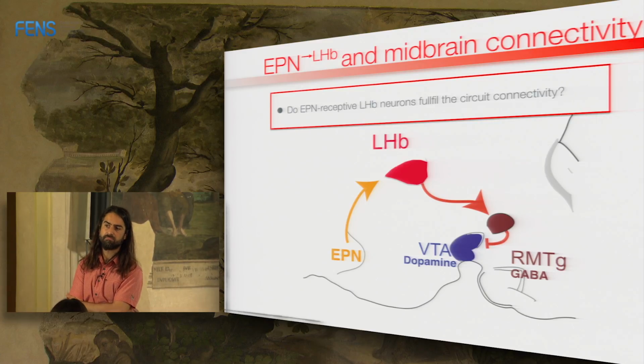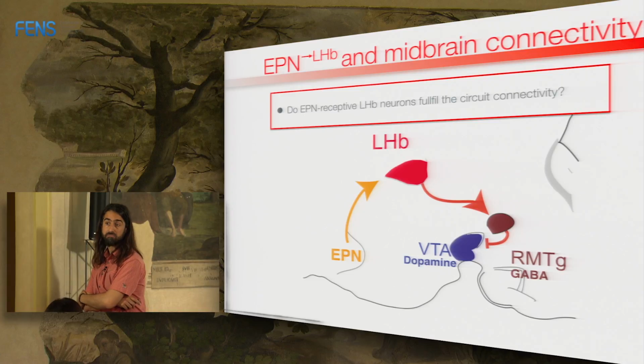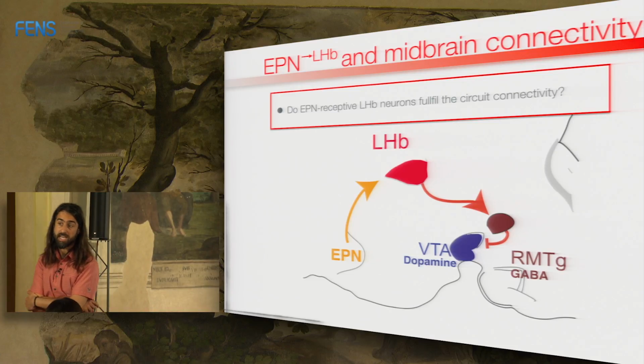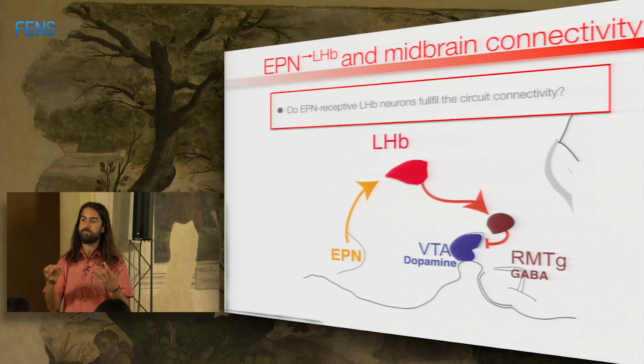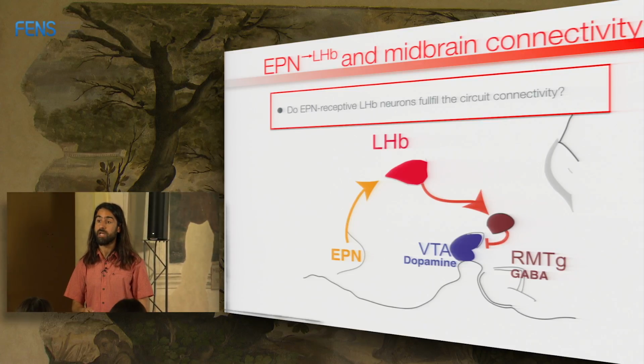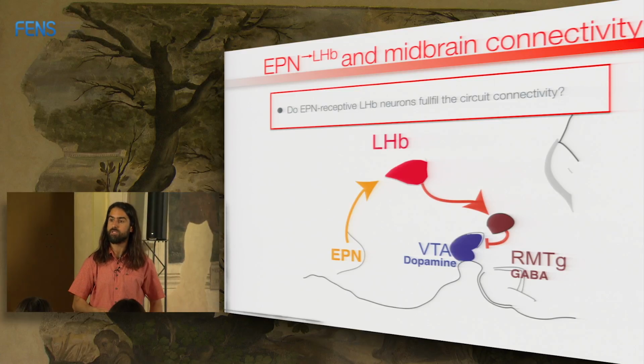A critique might be the fact that we are using retrobeads. So maybe fibers en passant may also take up the retrobeads anyway, but still, we have a pretty serious discrepancy between the two neuronal populations. So it is arguable that there might not be collaterals between the two neuronal populations.